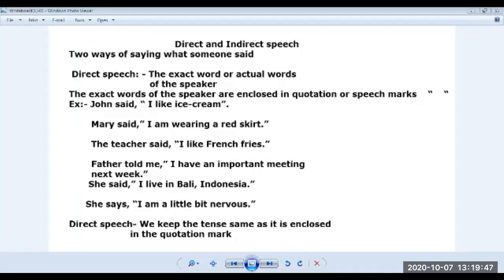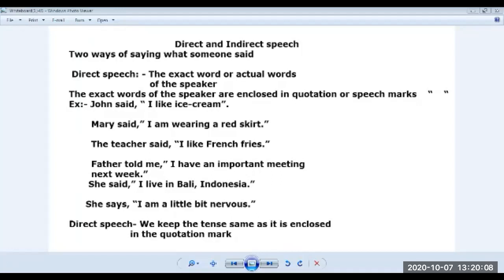Let's say, for example, someone asked her, "What are you wearing?" And she said, "I'm wearing a red skirt." So those are her actual words. She has used this in a conversation. These are her actual words. Got it, Rajendra?